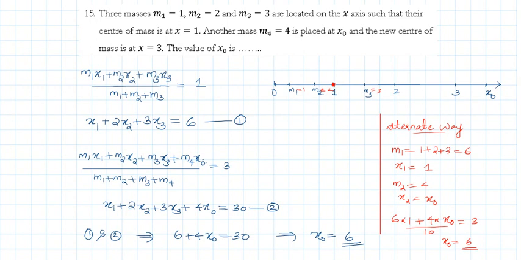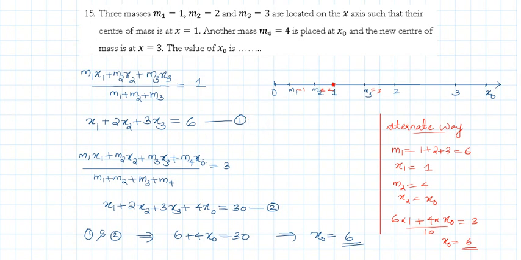Suppose m1 is at x1, m2 is at x2 and m3 is at x3. Then using the definition of center of mass, you can write m1 x1 plus m2 x2 plus m3 x3 divided by m1 plus m2 plus m3, that is equal to 1. Putting m1 1, m2 2, m3 3, you will get x1 plus 2x2 plus 3x3 equal to 6. This is the first case.